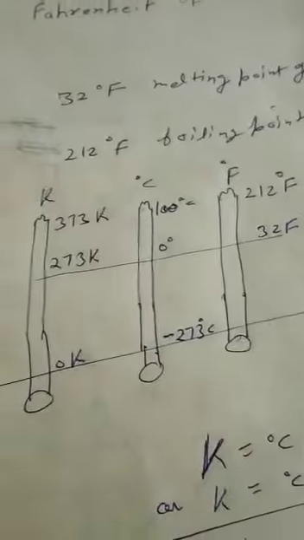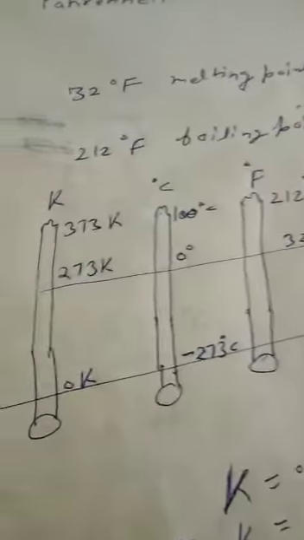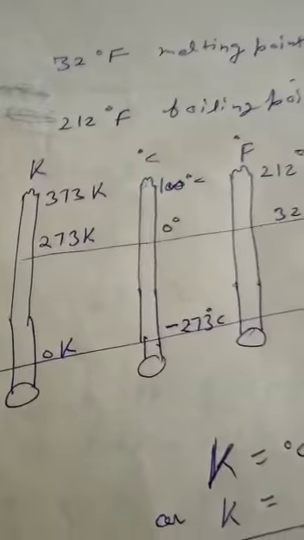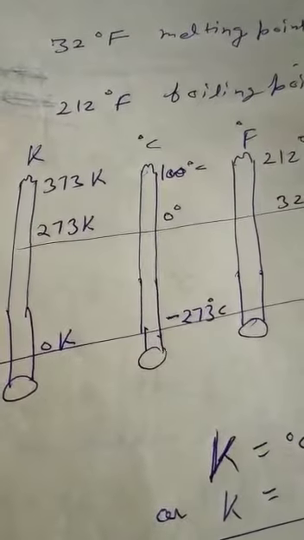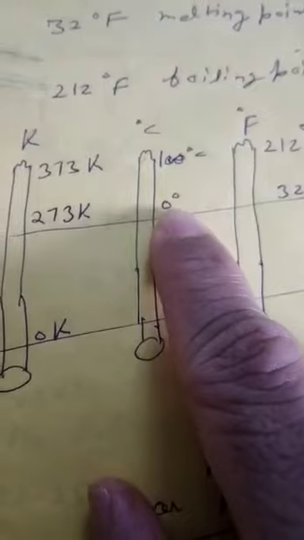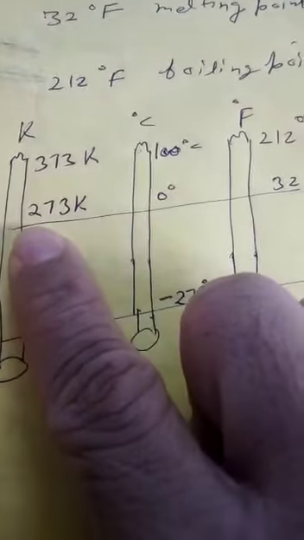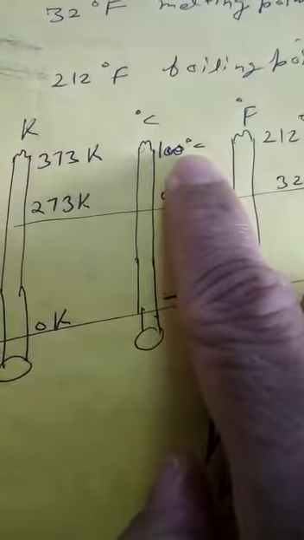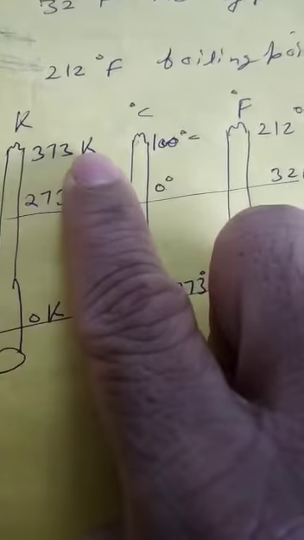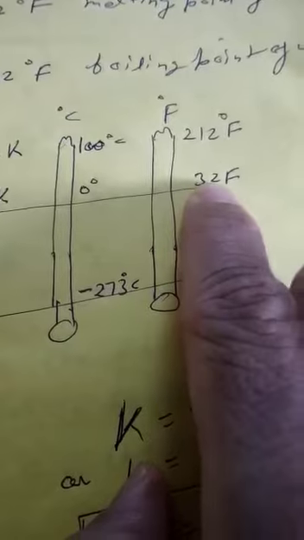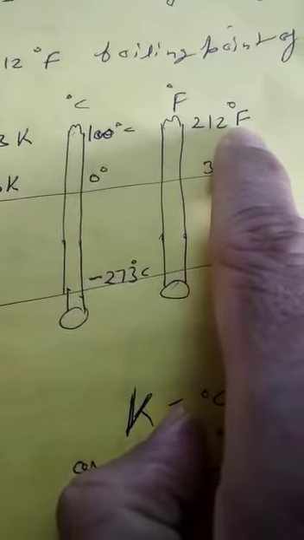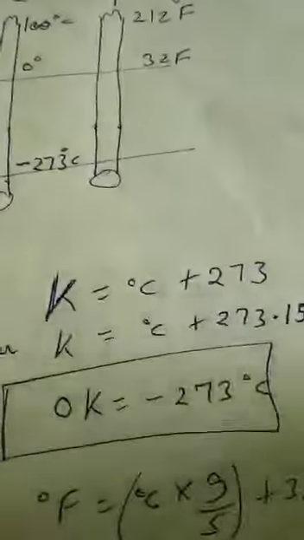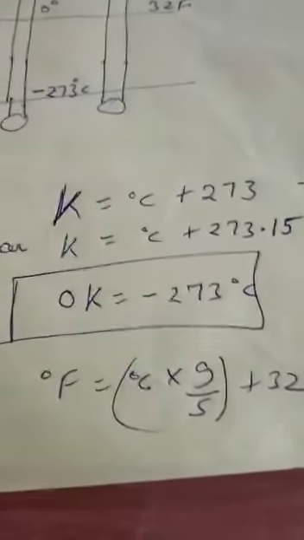So in the diagram below, I have shown the relation between the Kelvin, degree Celsius scale and degree Fahrenheit scale. You can see there 0 degrees Celsius is equal to 273 Kelvin, and 100 degrees Celsius is equal to 373 Kelvin, and 0 degrees Celsius is equal to 32 degrees Fahrenheit, and 100 degrees Celsius is equal to 212 degrees Fahrenheit.